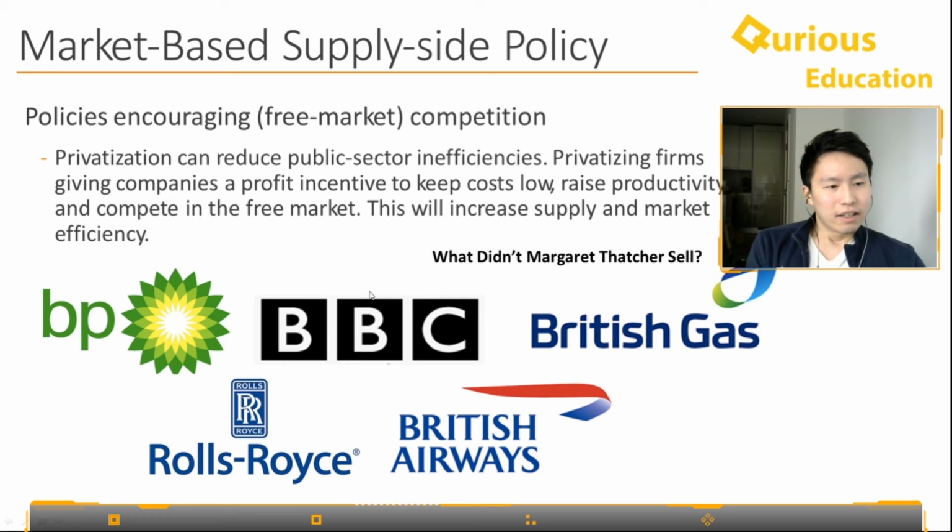Okay, so here we see some examples of what Margaret Thatcher sold in the 1970s, 80s, which used to be government enterprises. You can see a lot of these start with the word British, right? British Petroleum, British Gas, British Airways. All of these used to be government enterprises.